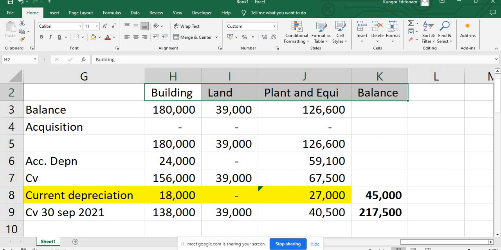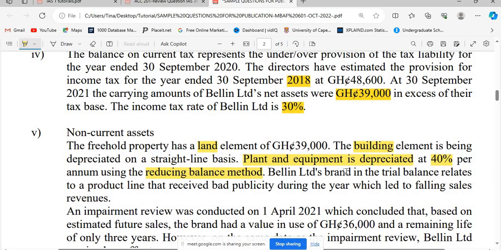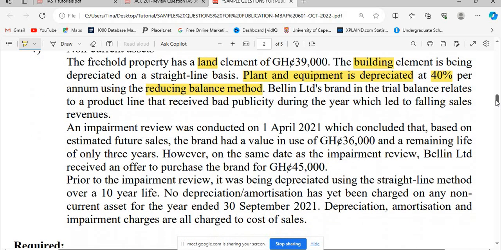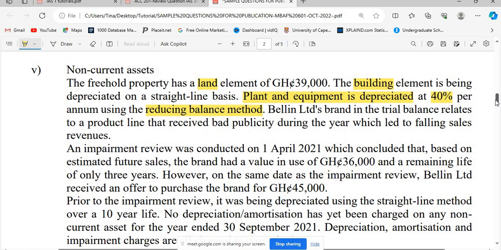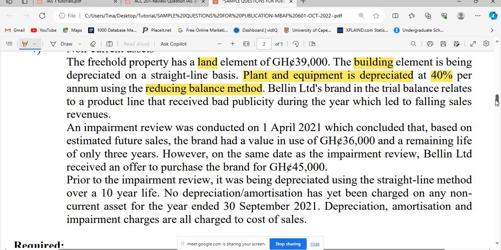Okay, so the next thing we were told is regarding the brand, but it's so unfortunate we've not done intangible assets. But I'll speak a little about it because even this is regarding impairment, IAS 36. So let's look at it. Madam Ridlin, can you read the second paragraph?